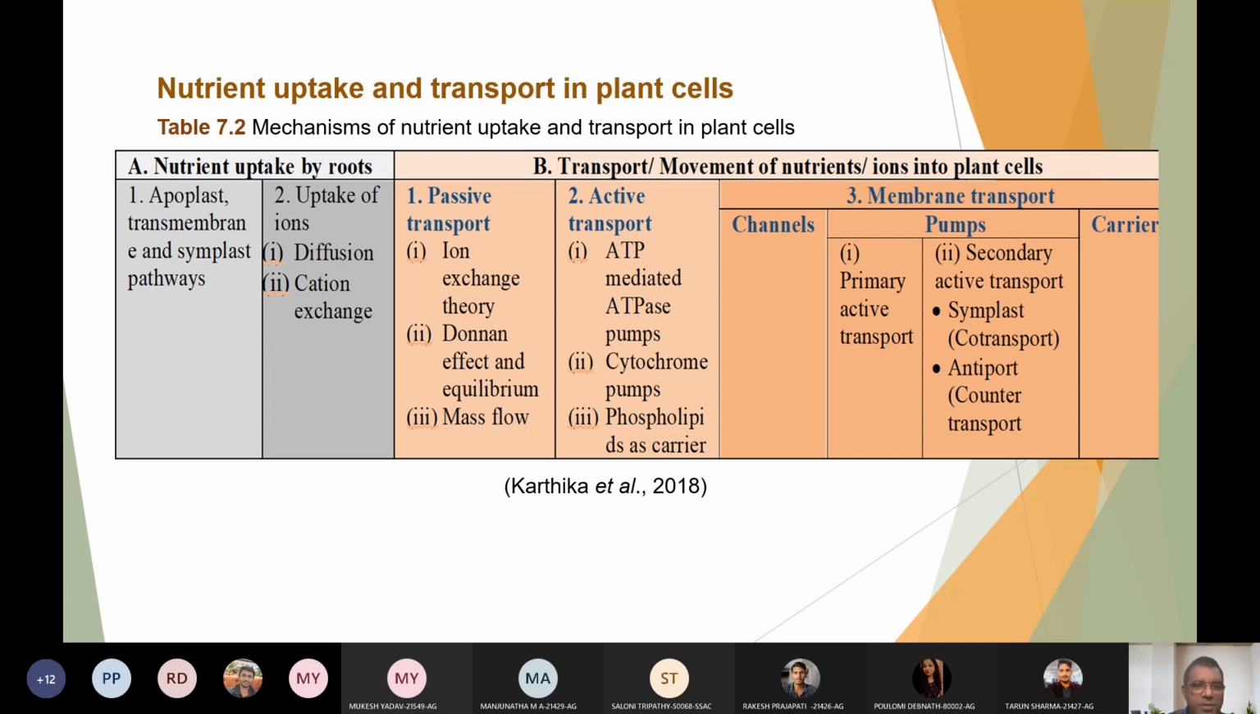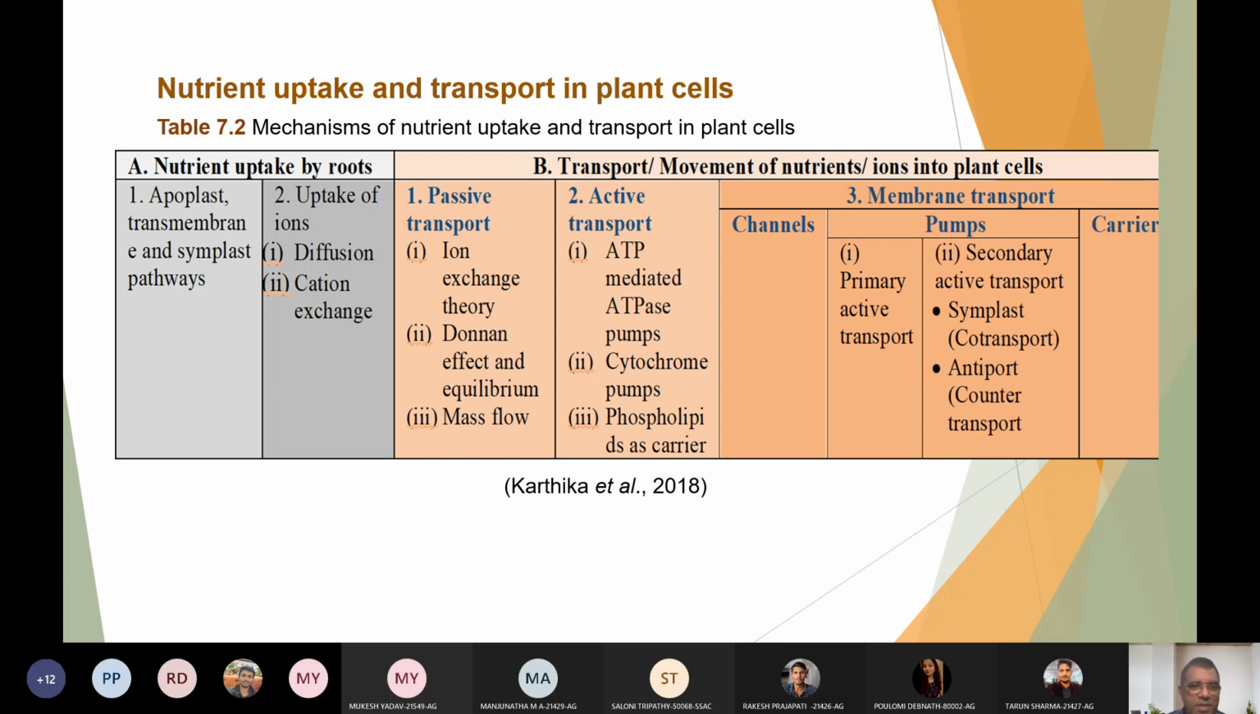Next is active transport, that is movement or transport mediated by ATPase pumps. Here some energy is involved, ATP is there. Cytochrome pumps are there and phospholipid as carrier. So this is a mechanism of active transport mediated by three different mechanisms: ATP mediated, cytochrome pumps, and phospholipids as carrier. Then comes the membrane transport, number 3.